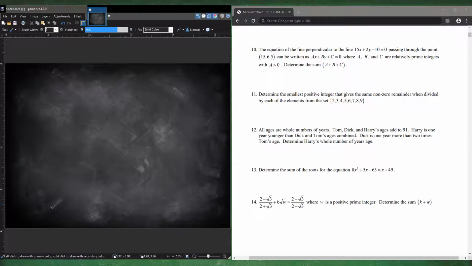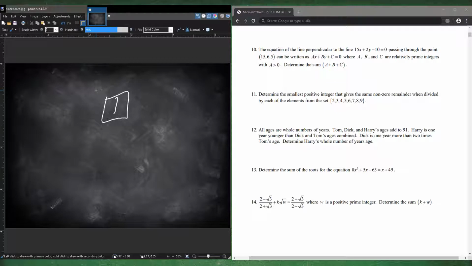Number 11. Determine the smallest possible integer that gives the same non-zero remainder when divided by each of the elements from the set 2, 3, 4, 5, 6, 7, 8, 9. Okay, since they never required any restrictions, the smallest one is always going to be 1, if they're just given integers.